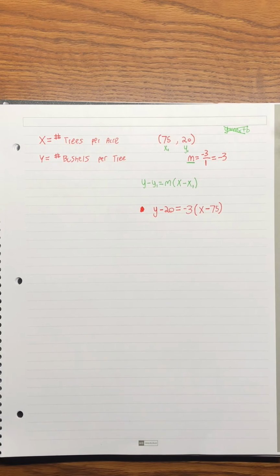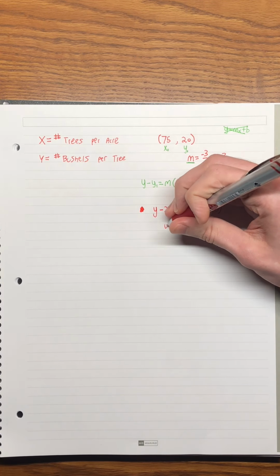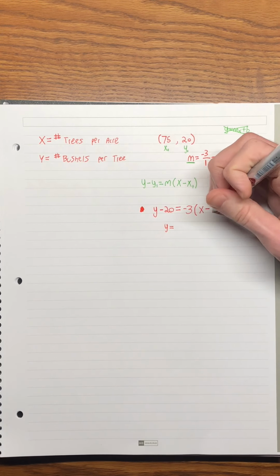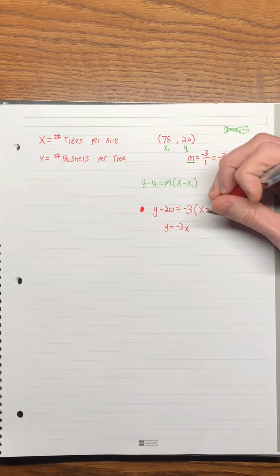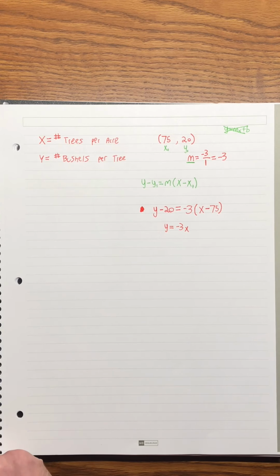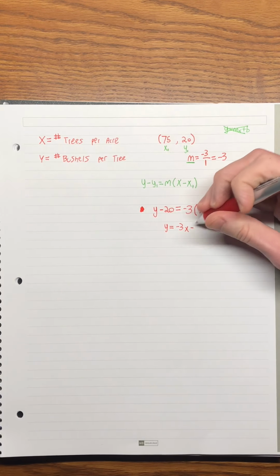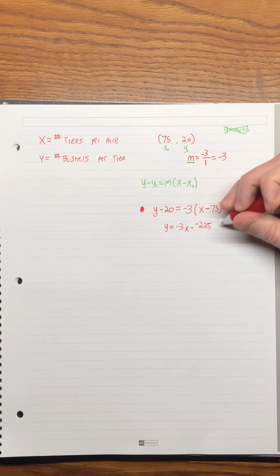All right, so then we're going to just simplify this equation a little bit. So we're going to bring that 20 over to the other side. We're going to add 20 to both sides, and we're going to multiply this -3 out. We're going to have -3x, -3 multiplied by 75. Let me just do that on the calculator real quick. That's going to give us -3x minus a -225. And then we're going to add 20.